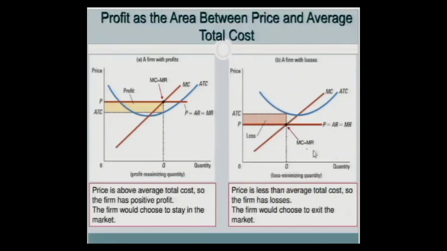So firms usually don't remain in the market in the long run if this is the case. But in the short run, they may stay as long as the price covers the variable cost.